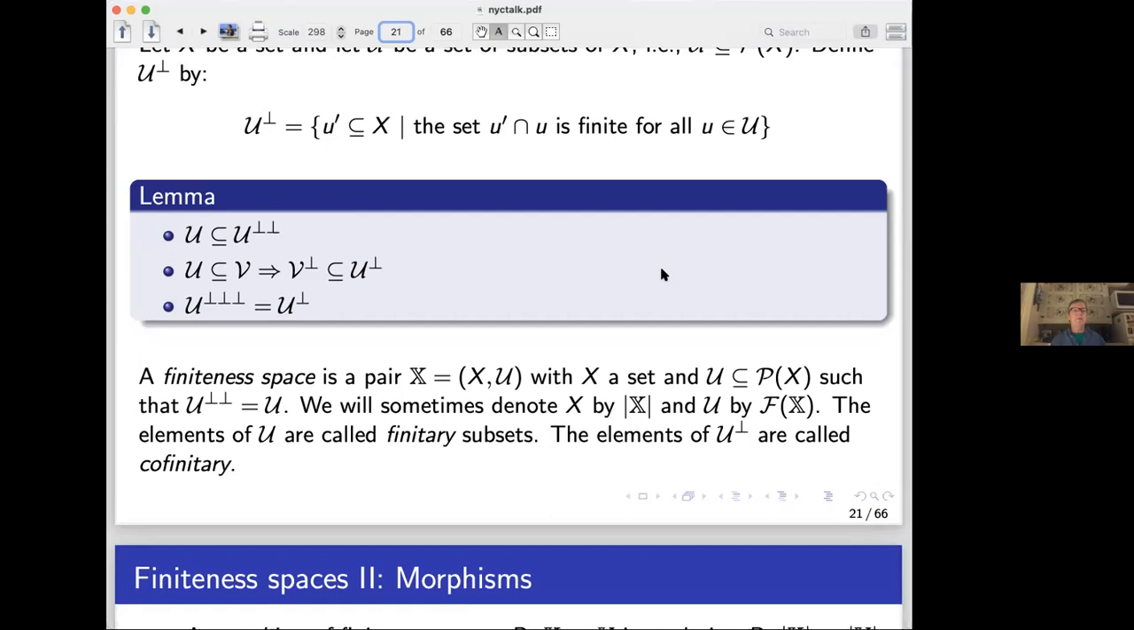Then what we're going to say is that a finite space is a pair, X U, where X is a set and U is a subset of P of X, such that U perp perp equals U. Sometimes I'll denote X by absolute values of X, the underlying set, and I'll denote U by F of X. The elements of U are called the finitary subsets, and the elements of U perp are called cofinitary subsets. And as I said, as we go forward, we're going to see a bunch of non-trivial examples.